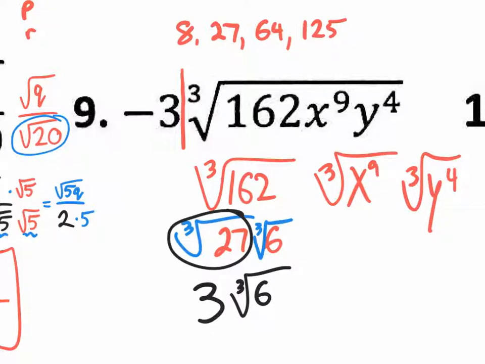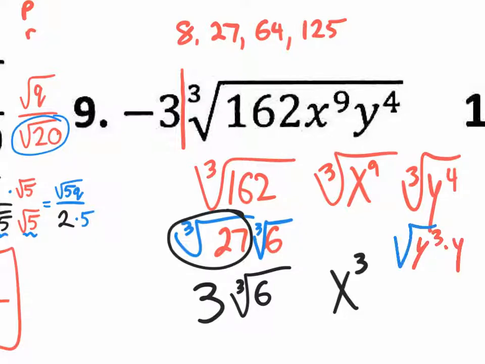So that becomes what? X to the 3rd. And this last one, I know that the cube root is really the 1/3 power, so I want this to be divisible by 3. But since it's not divisible by 3, I'm going to rewrite it with multiplication. I'm going to rewrite it as y to the 3rd times y.